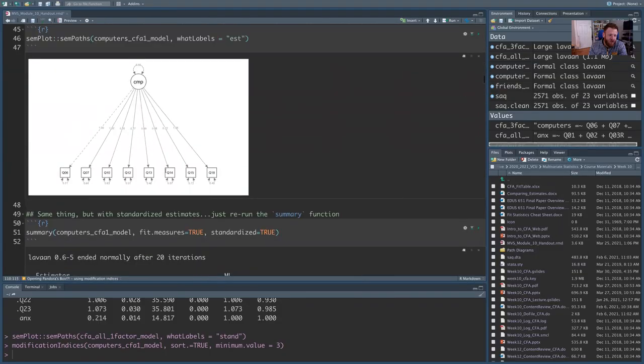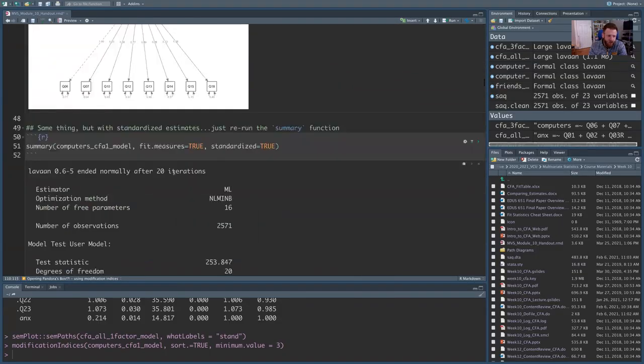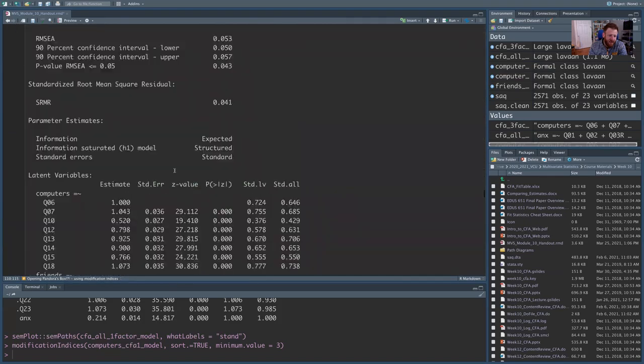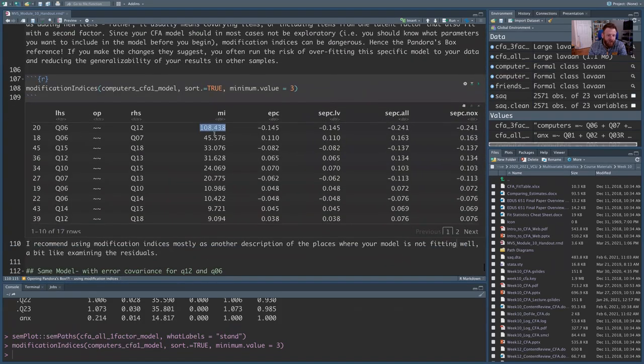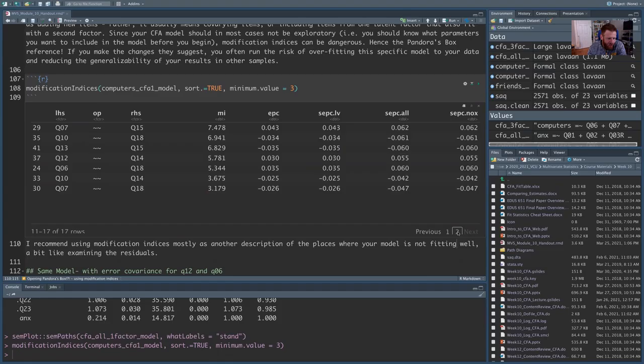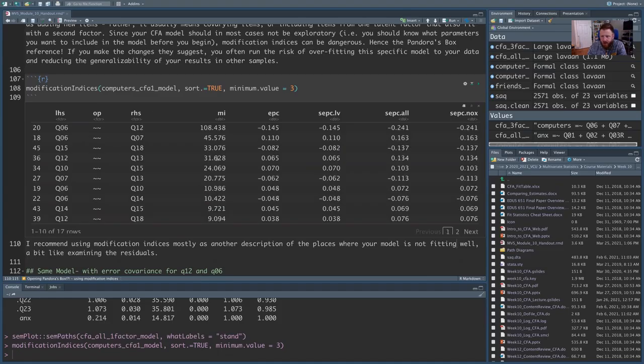This is computer CFA1. So we're just looking at the 8 items that include computers. And we get 17 possible modifications that we can make. So this one actually will give us quite a bump. Now, and here are some others. So if we correlate items 6 and 7, it'll improve by 45 points, 15 and 18, and so forth. And it looks like all of these are just item covariances, which are often recommended.